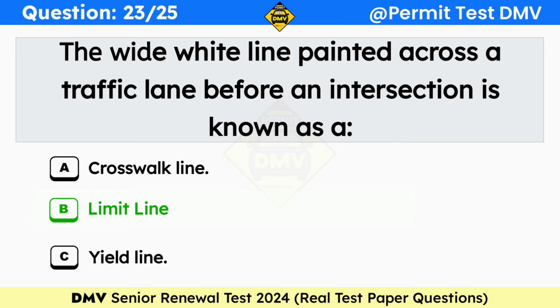A limit line is a wide white line that shows the drivers where to stop before an intersection or crosswalk. If there is no limit line, stop before you enter the crosswalk.